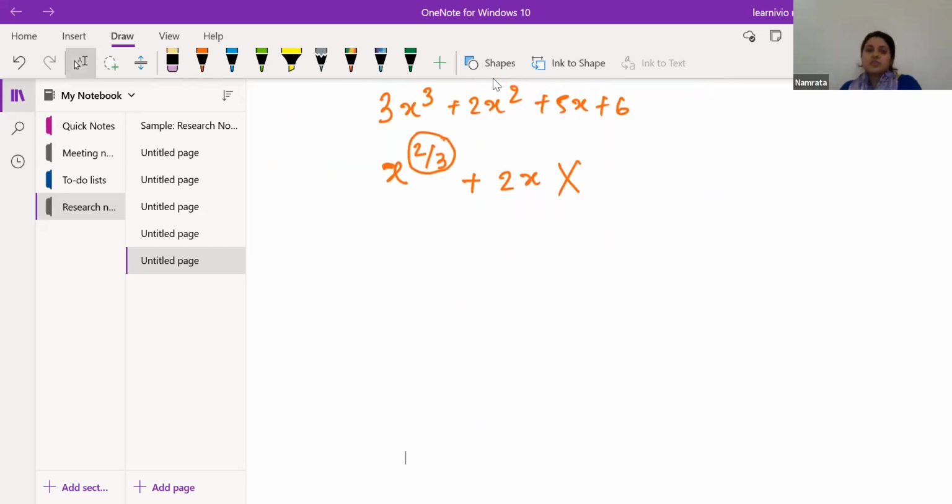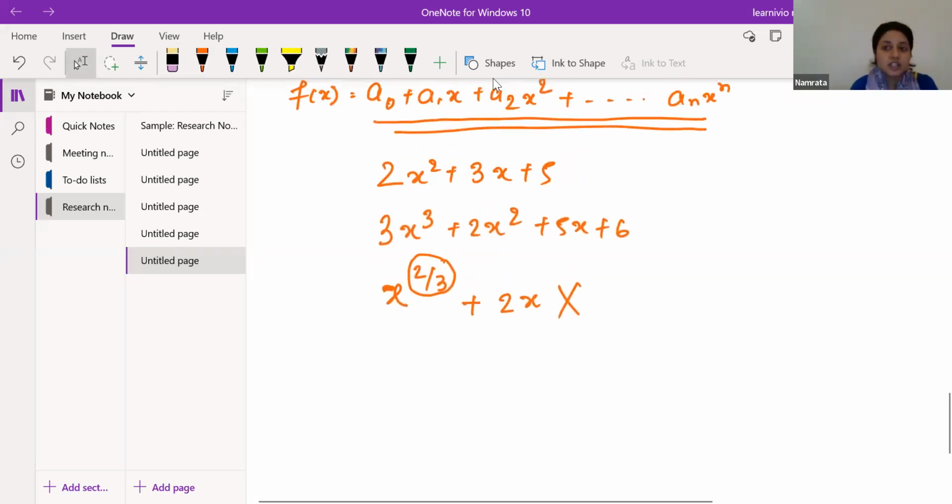So you just have to know what exactly a polynomial function is. According to the way the polynomial changes, its graph will also change. As you can see, at first I have written the polynomial 2x square plus 3x plus 5, and that one's graph. Then the next one, 3x cube plus 2x square plus 5x plus a constant, is also a polynomial. So the way the polynomial changes, its graph will also change.